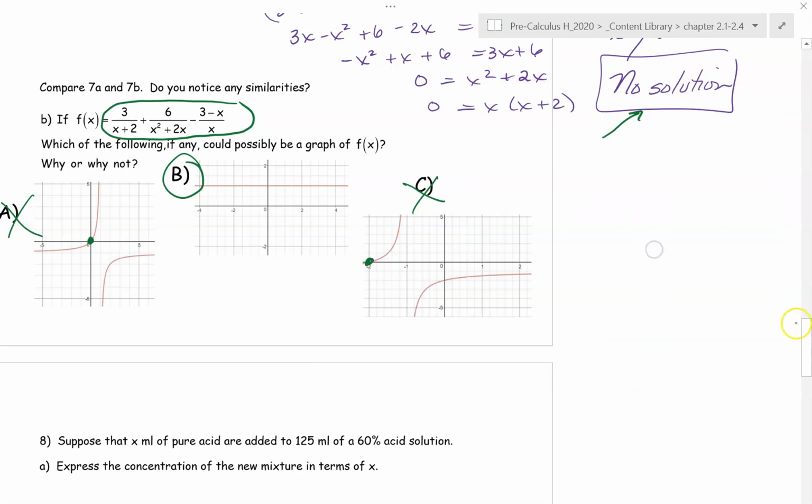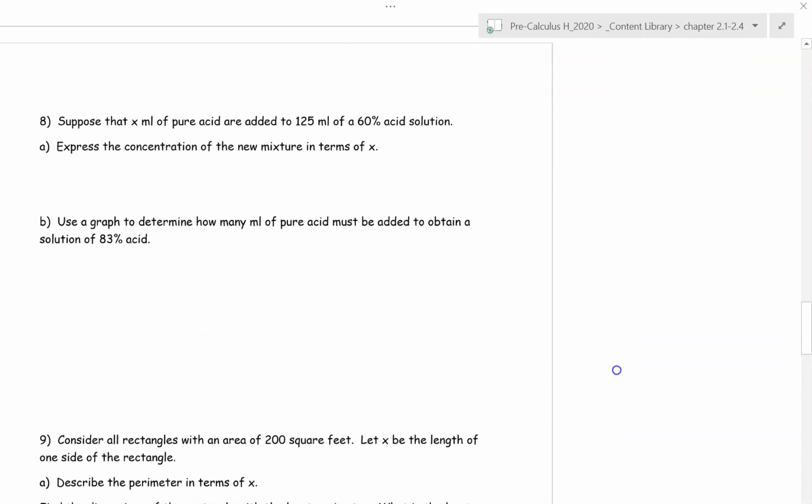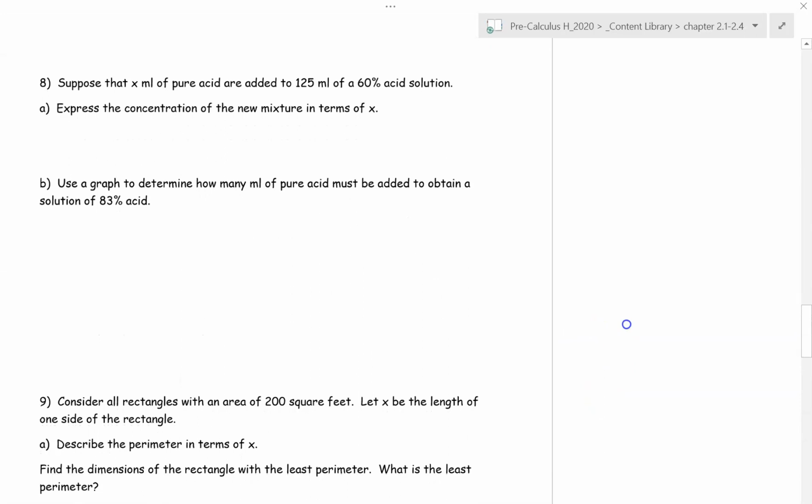Okay, let's take a look at number 8. Go ahead and read the problem. Here we go. Go ahead and read the problem. We're going to do some application problems now. Go ahead and see if you can set up an equation for the concentration of the numerator.